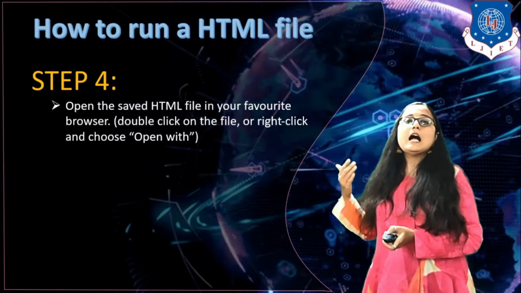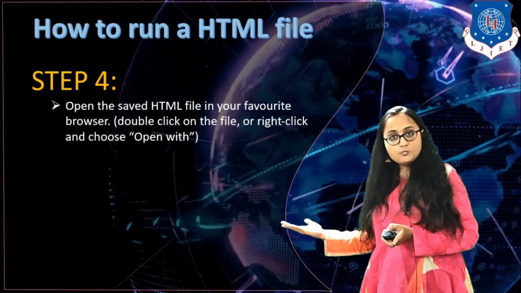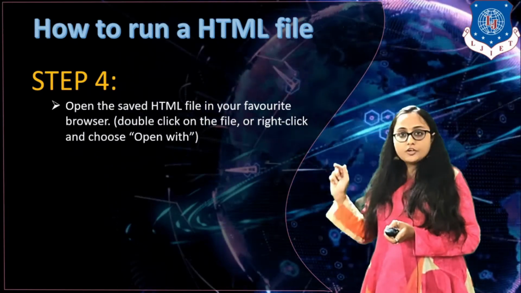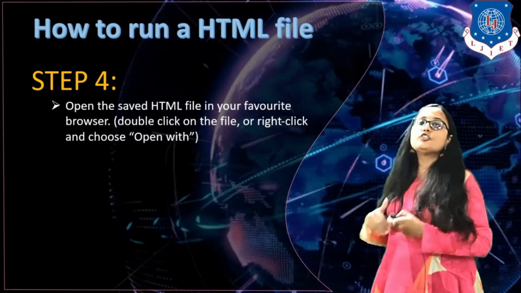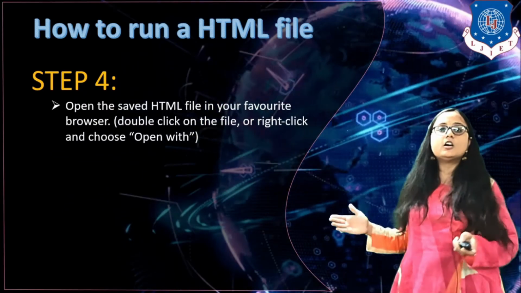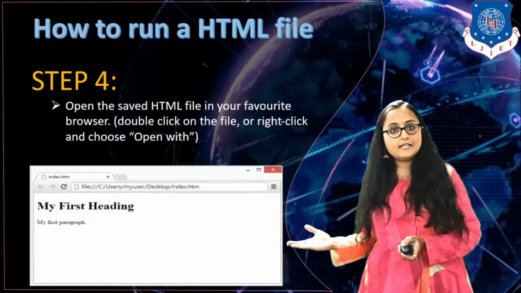For example, I may have stored my file directly on my desktop, so I have to go to my desktop screen. I have to click on the file which I have saved. You have to double click the file and you are ready to go. It means you will get a web browser which is by default selected.